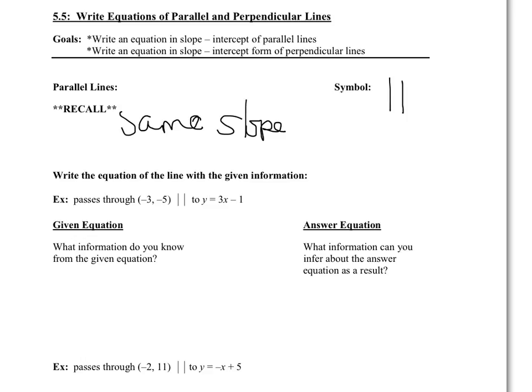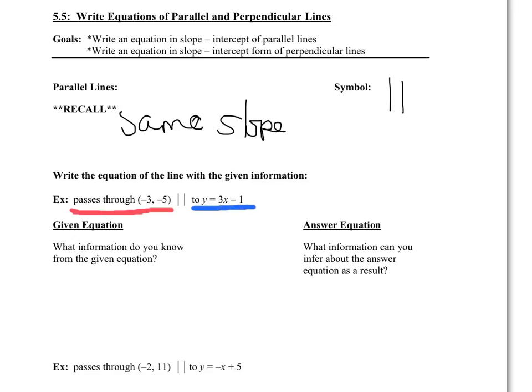So here's a situation where we're going to write an equation of a line with the given information. I'm going to try to color code to help this situation out. The line that we actually want to write in slope-intercept form passes through the point -3, -5. But we also know that it's parallel to the line y equals 3x minus 1.